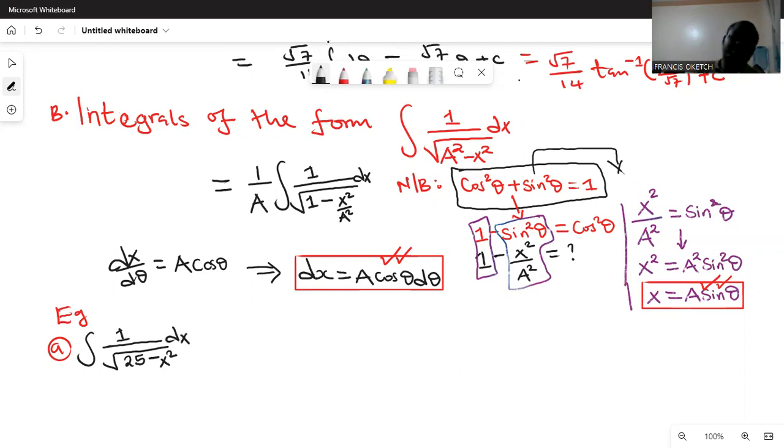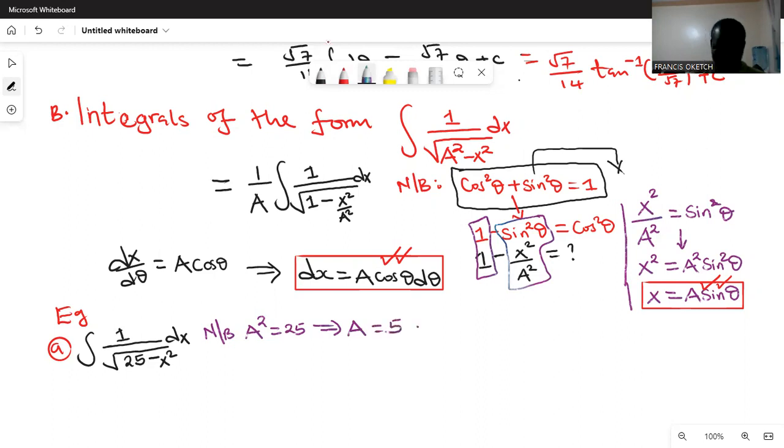So what do you think is our a? Compare with the form in part B, a squared minus x squared under the square root. So a squared is 25. That means a will be the root of 25, which is 5. Just take note that a squared is equal to 25, so in this case, a should be equal to 5.